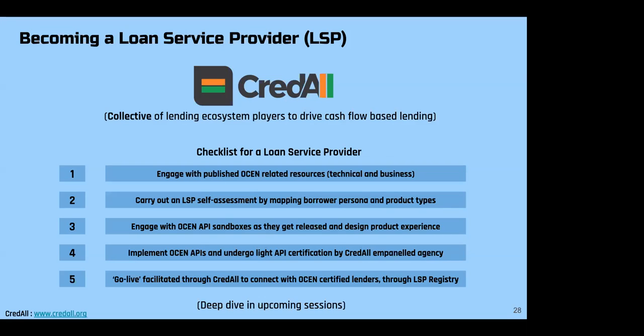Now, something that we're going to work on with the technology service providers and other participants very soon is to help in releasing the OCEN API sandboxes so that you can tinker around with them and design different product experiences for your target customer. And once you implement these OCEN APIs, we'll share more details on the light API certification that will happen by CredAll Empanel Agency before go live.